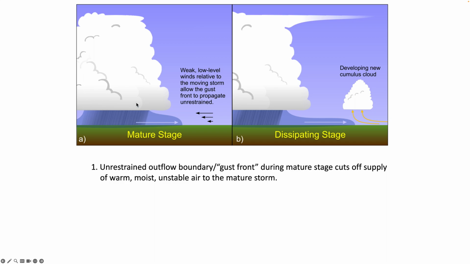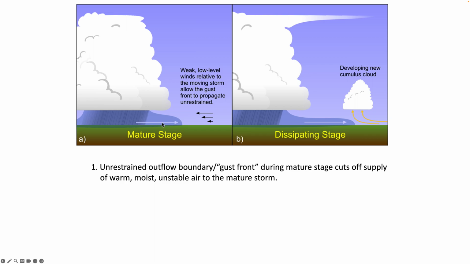The boundary between the downdraft air, which is cold, and the hot, unstable air ahead of the thunderstorm, the boundary, which is right here, is called a gust front. So the gust front is right here. It acts as a cold front that is basically generated by the downdraft air of the thunderstorm.